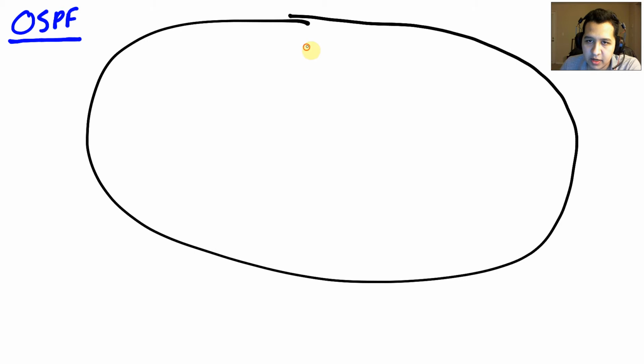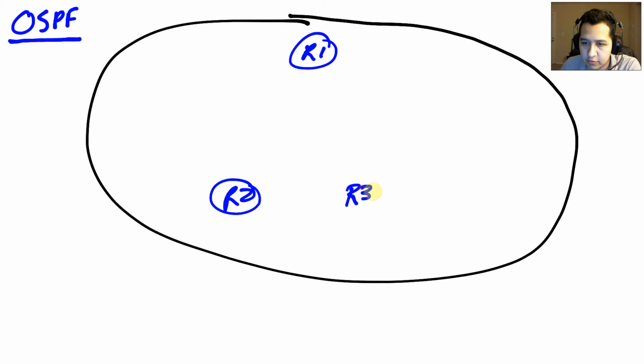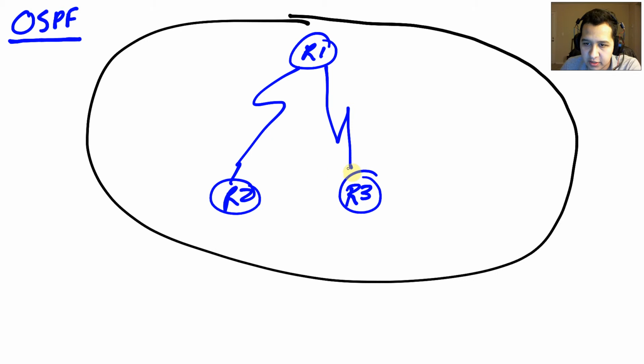So I'm going to have router 1 here. I'm just going to have router 2 and router 3. And they're each going to be connected through a serial link here. Let's go and connect that together. Okay. And they're each going to have a loopback, and they're all going to be based on the router number.